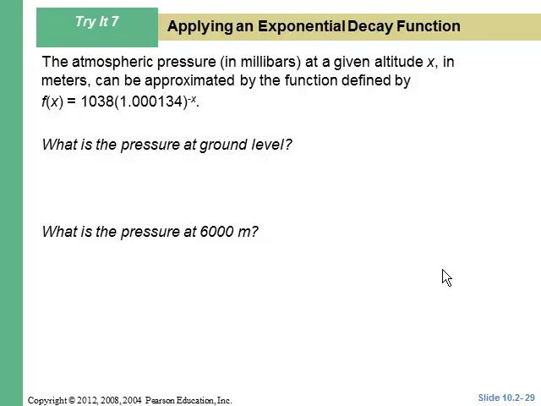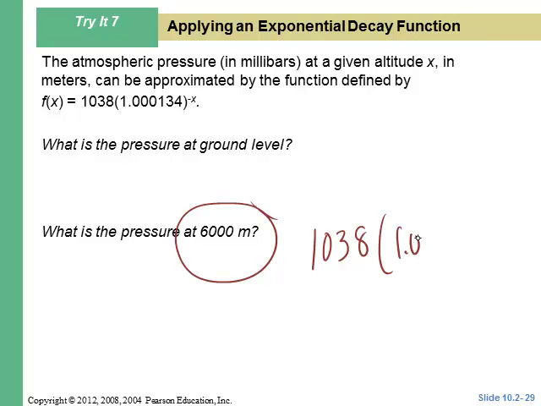Okay, how about what would it be at 6,000 meters? Well, that would be 1038 times 1.00134 to the negative 6,000. 1038 times 1.00134 to the negative 6,000 is 464.6 millibars.